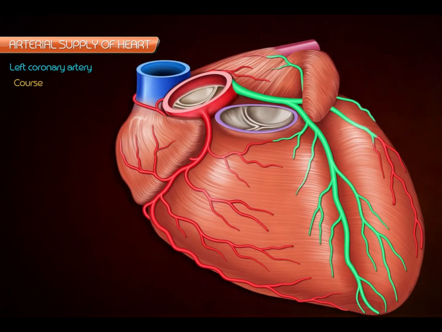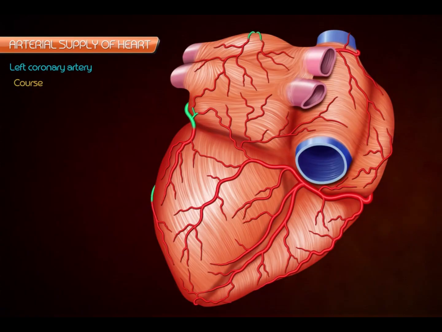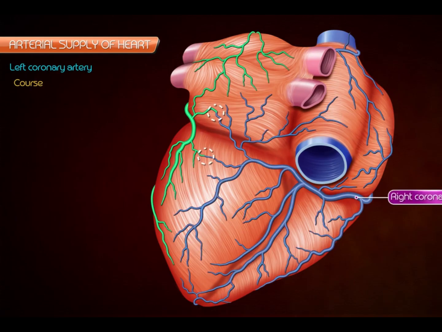The circumflex artery winds around the left margin of the heart and continues in the left posterior coronary sulcus up to the posterior interventricular groove, where it terminates by anastomosing with the right coronary artery.